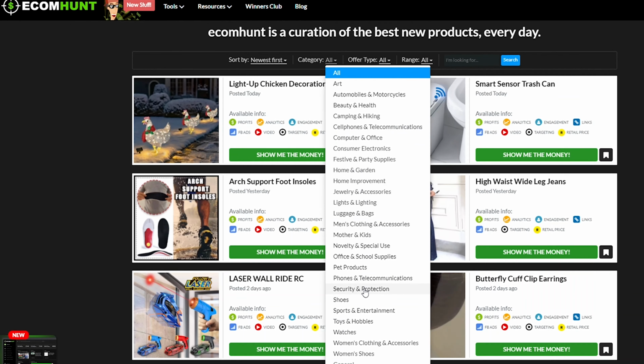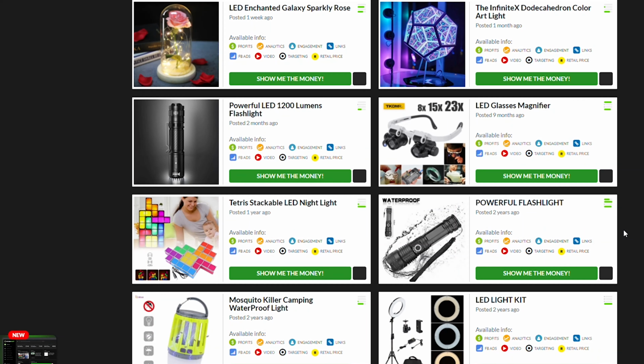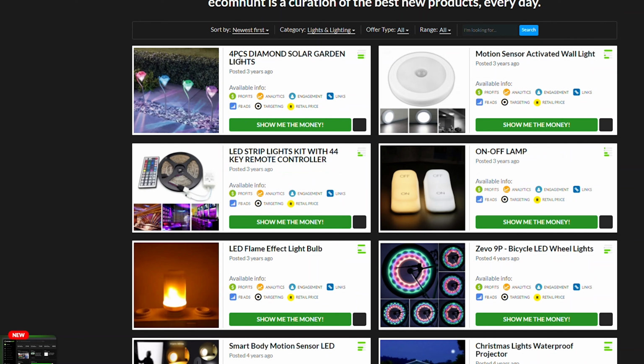You don't necessarily need to choose a category, but let's just go with it. Okay, so as I was scrolling down, I came across this product. It's a solar garden light. It was posted 3 years ago, which is pretty old. Maybe this specific product is not a thing anymore, but if you didn't know about this product at all, now you know. And there is a new niche that you can take into consideration, which is solar lamps.